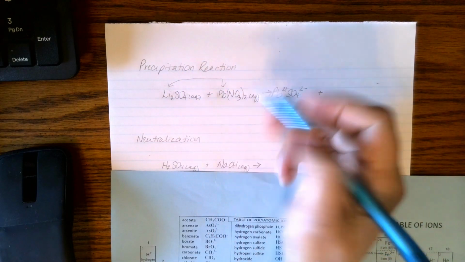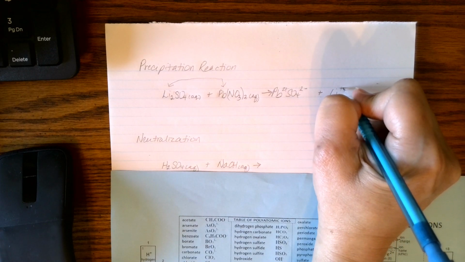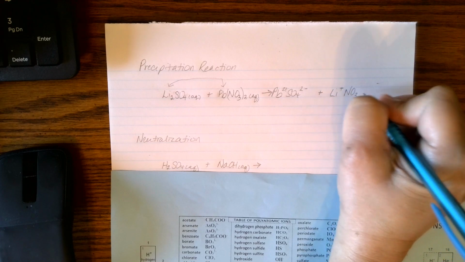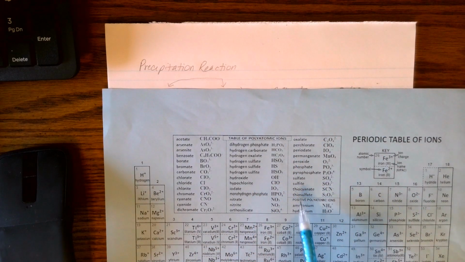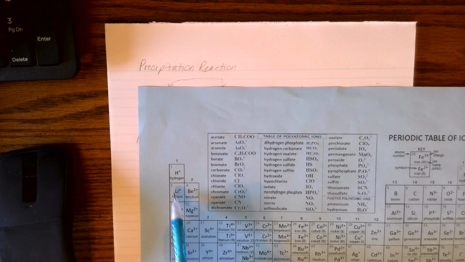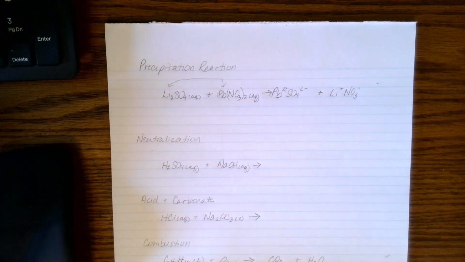Then the Li is going to go here, and it's going to go with the NO3. So I look at the charge for Li, and I look at the charge for NO3, which is on my sheet. Here is NO3, it's a negative, and Li is a positive. And so those two add up to 0.